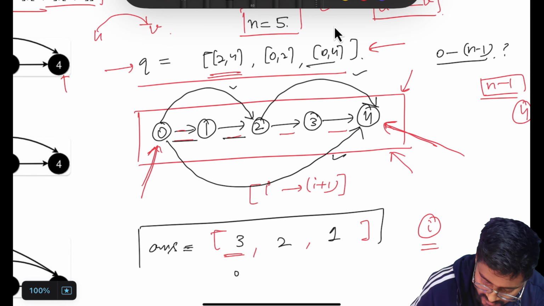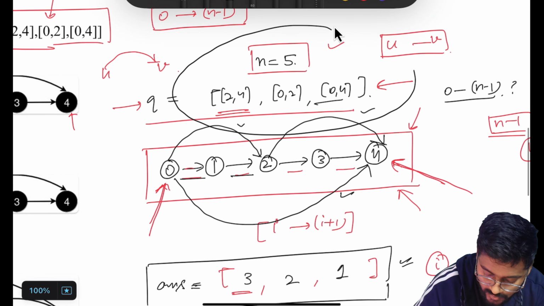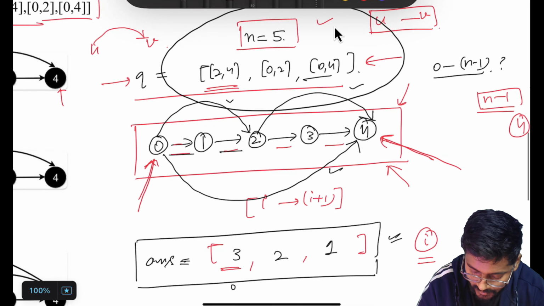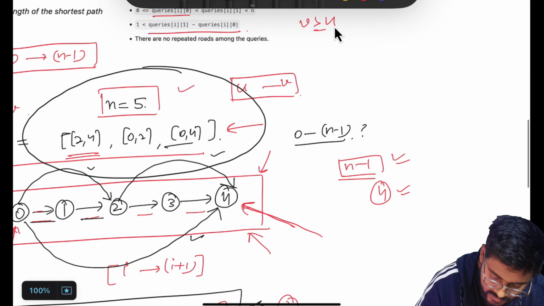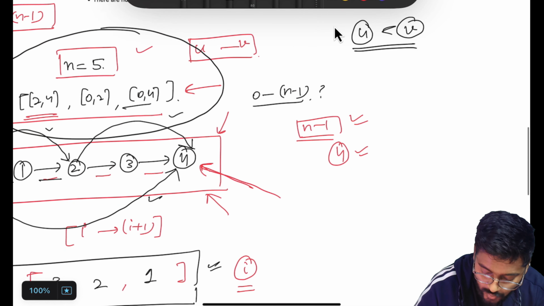So this answer array we have to return from the problem statement, and these two values will be given to us, n equal to 5 and the queries array. And there is one more thing to notice, that U is always less than V. There is always an edge from a smaller city to a bigger city.